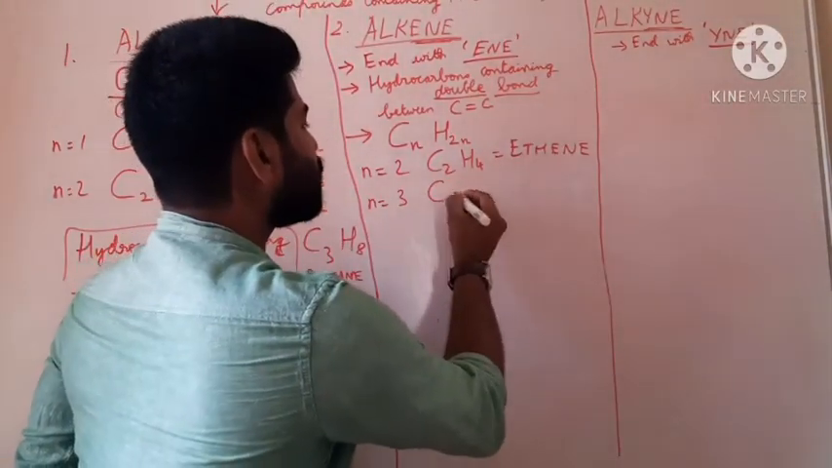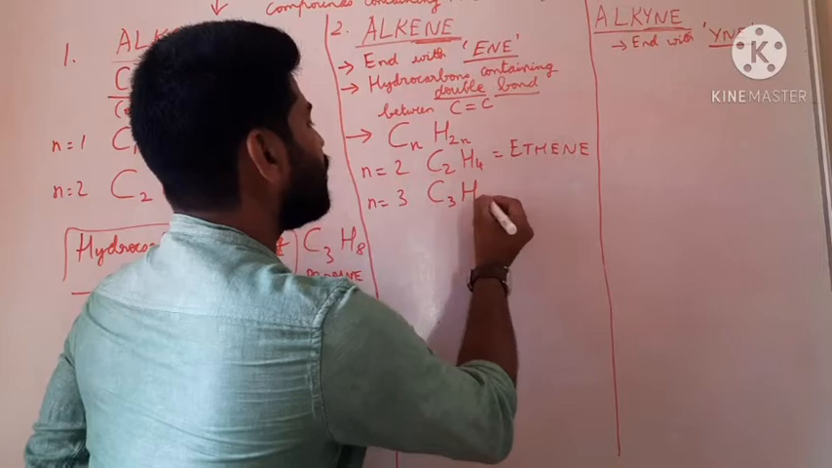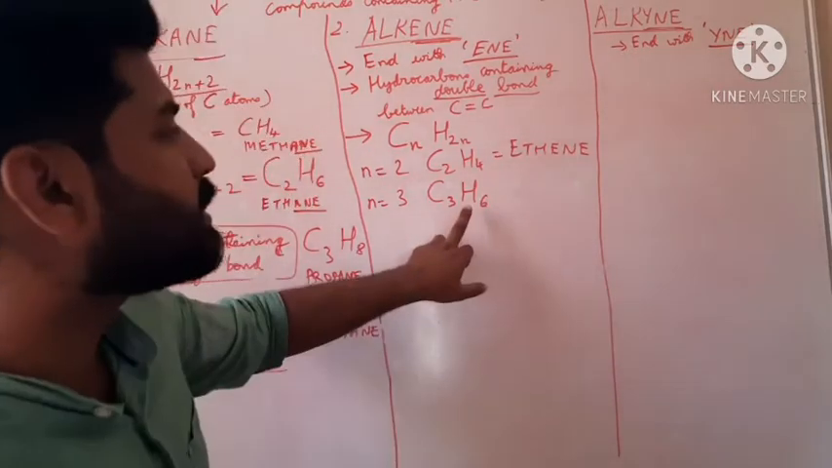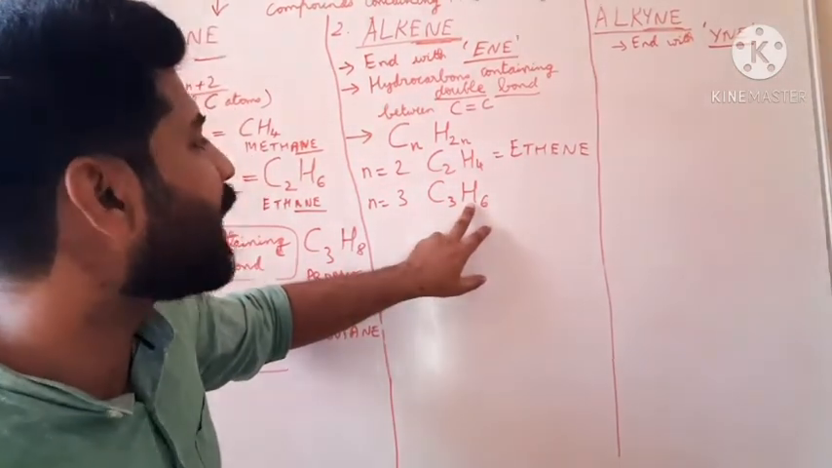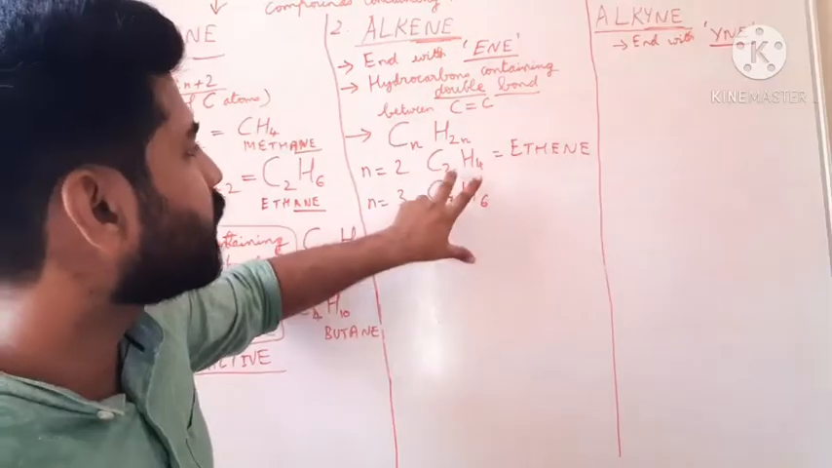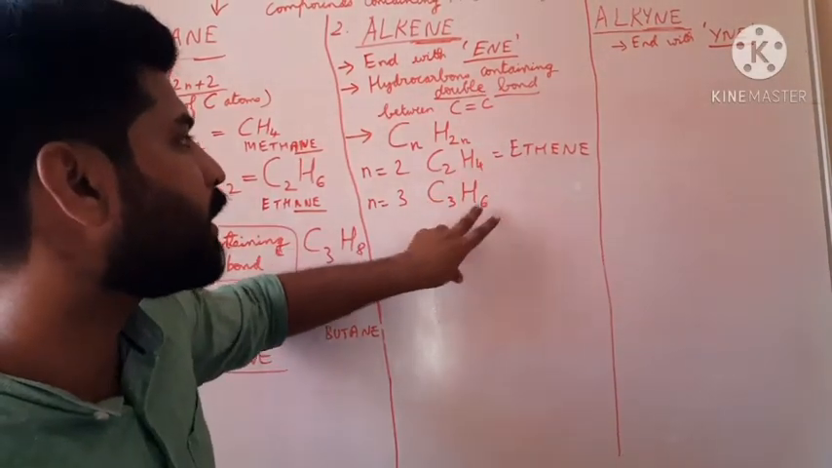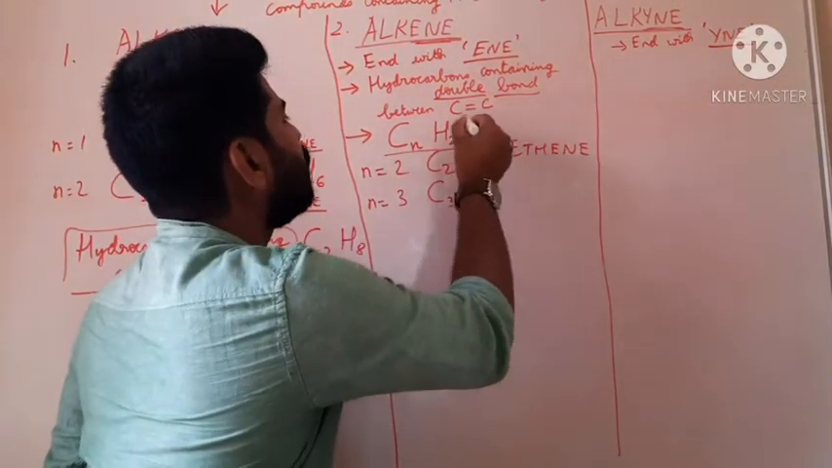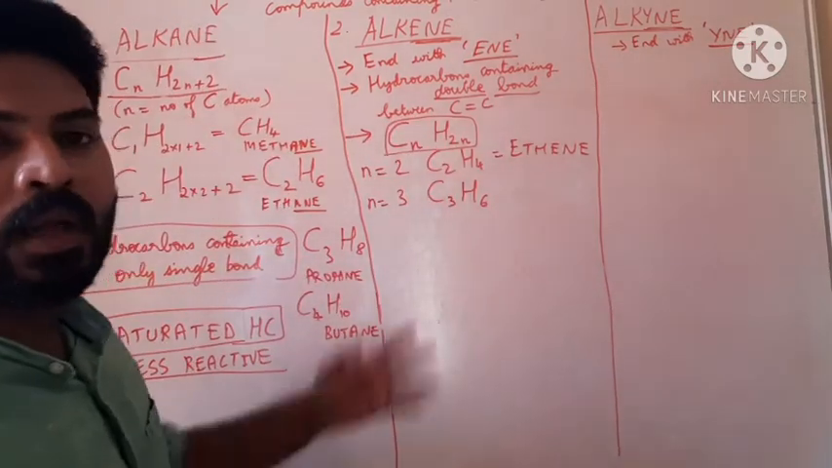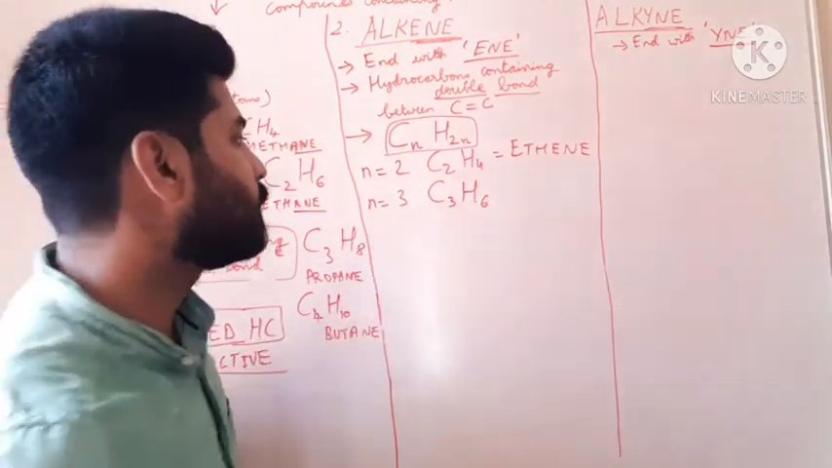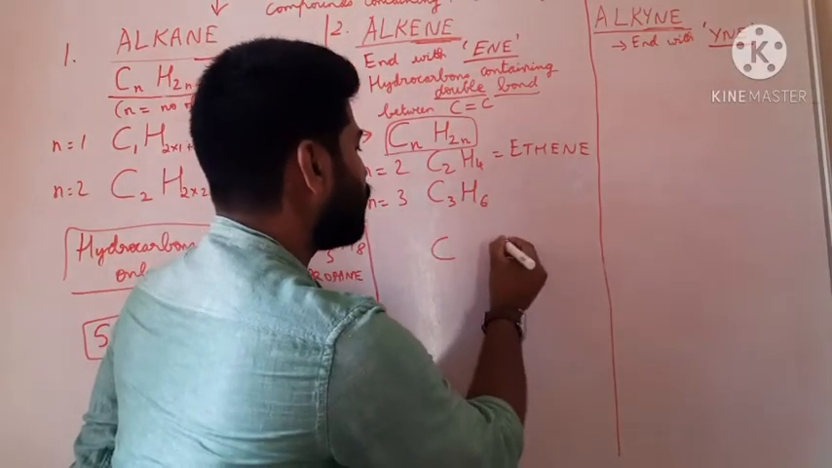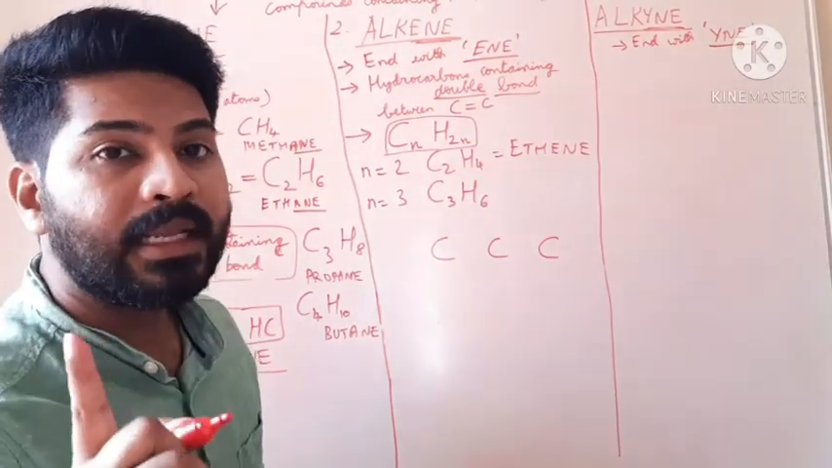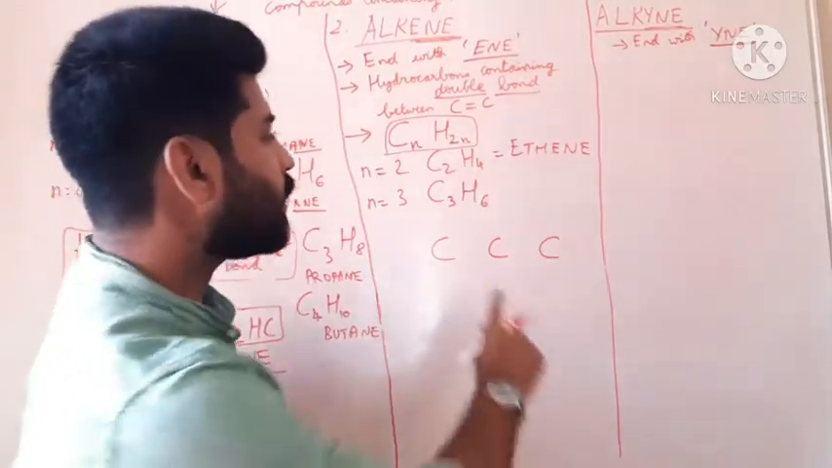So n equals 3 means the formula will be C3H6. Alkenes will have double the number of hydrogen atoms as carbon. So 2 carbon, 4 hydrogen. 3 carbon, 6 hydrogen, because the formula is CnH2n. This is the general formula. So let us write the structural formula. There are 3 carbon atoms, 1, 2, 3. Then there should be at least 1 double bond present between the 3 carbon atoms.